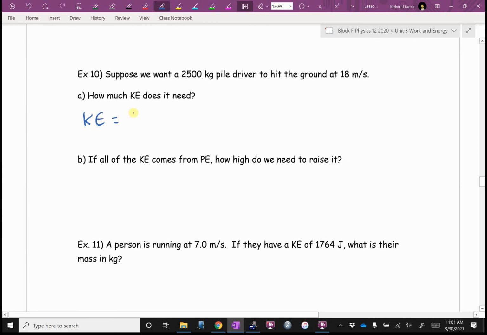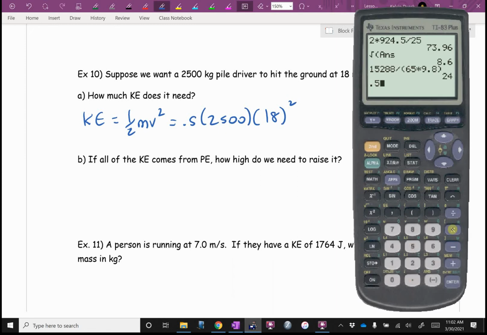It's on your sheet. So it's going to be 0.5 times 2,500 times 18. Don't forget the squared. By far the most common mistake. Kids write the squared, they think the squared, they forget to type the squared on their calculator because their brain has already checked off. I wrote squared. You get 405,000 joules?